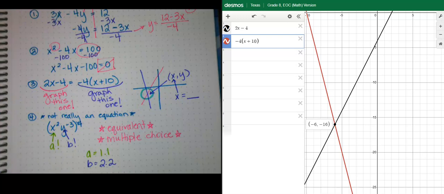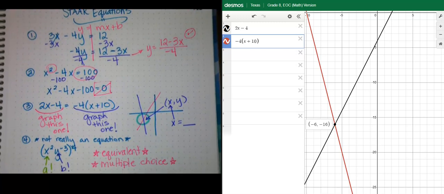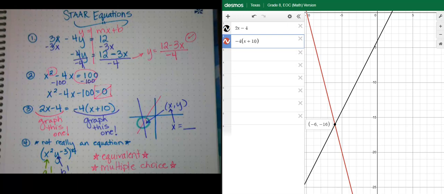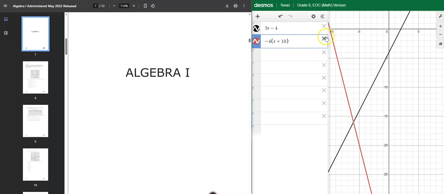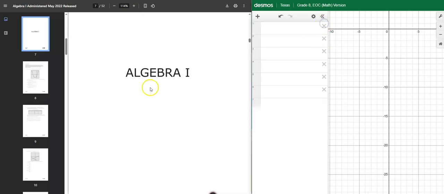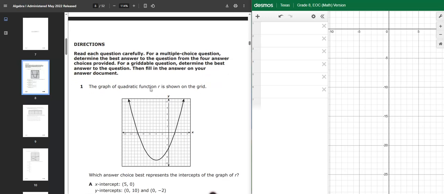All right. So using some of these skills, we're going to look at some STAAR questions. All right. So let's go ahead and open up some STAAR questions. These are from an older STAAR. Okay. So let me go ahead and clear out my calculator and let's look through this.